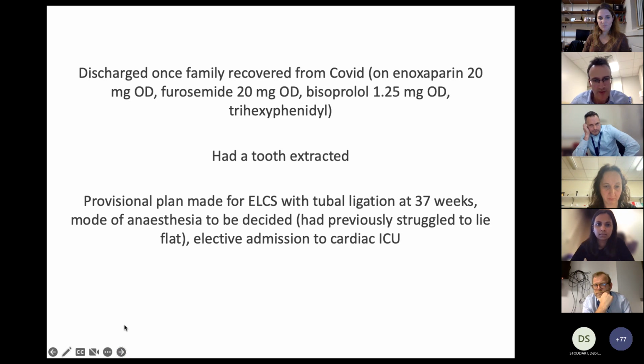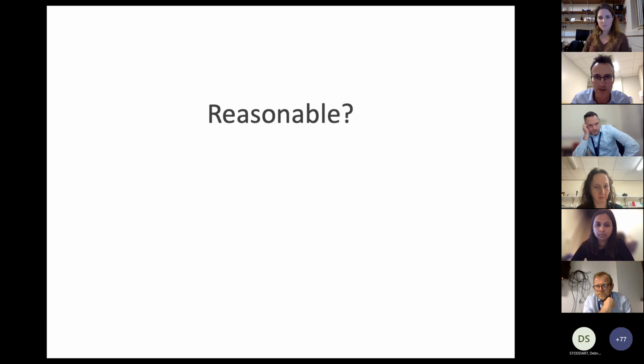And then a provisional plan was made for a section with tubal ligation at 37 weeks, but the mode of anaesthesia at that stage hadn't been decided. Previously, she had struggled to lie flat, I think, during this kind of episode, but certainly with an elective admission to the cardiac intensive care unit. I'm sort of almost asking the same questions here, right? But does anyone want to argue differently to that? I know it's slightly different to what you might have done. I'll take that as a no, or possibly a yes.